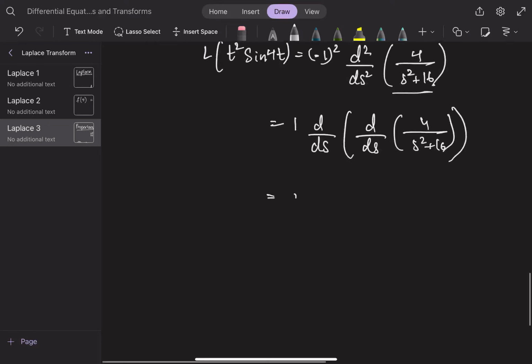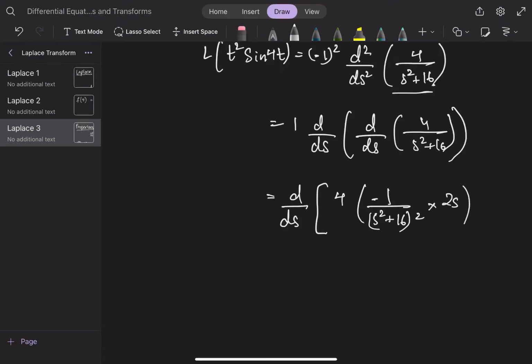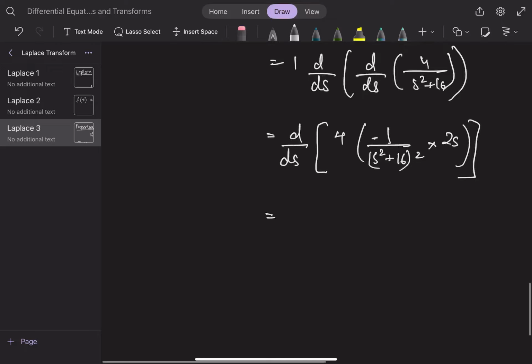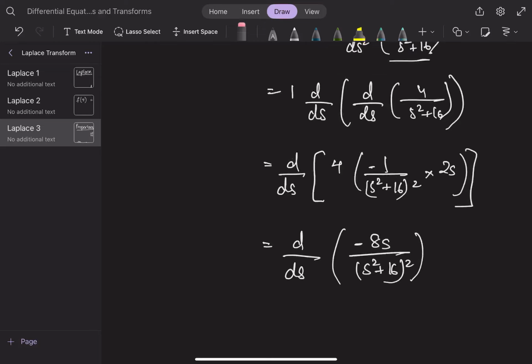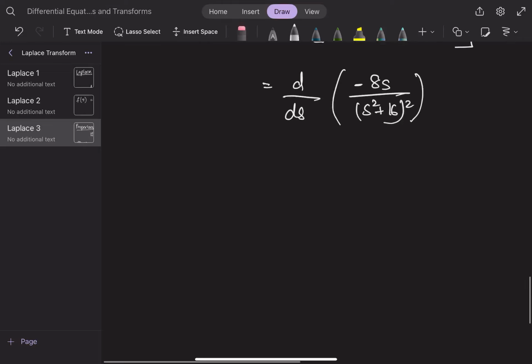So you got d by ds of 4 times minus 1 upon s square plus 16 whole square into 2s. So this becomes d by ds of minus 8s by s square plus 16 whole square. So I'm going to write this as minus 8 d by ds of s divided by s square plus 16 whole square.